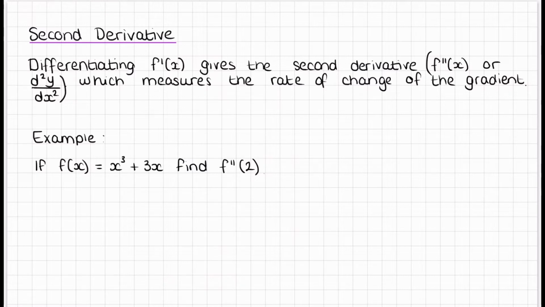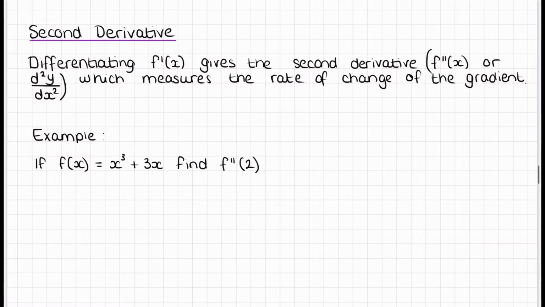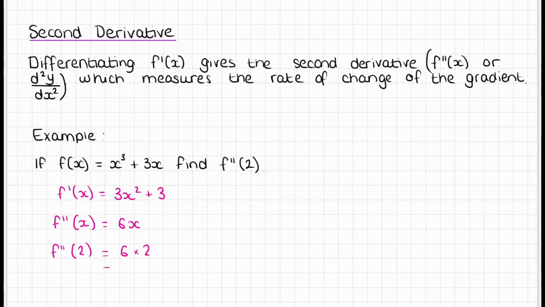So a really quick example: if f of x equals x cubed plus 3x, find the second derivative at 2. Really simple. This means we have to find the derivative first, so f dash x, which would be 3x squared plus 3, and then find the double derivative, we do the derivative of that. So the derivative of 3x squared plus 3 would be 6x. And then we want to find the double derivative when x equals 2, so we just sub 2 in and we'll get 12.